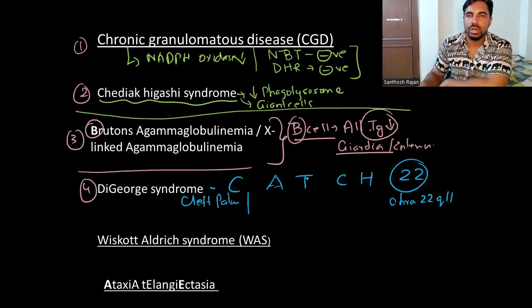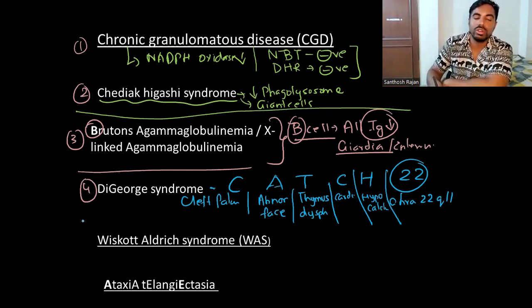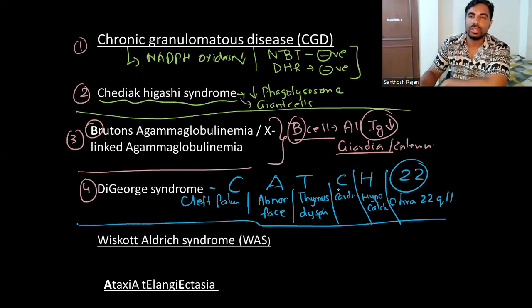A for abnormal face. The face will be abnormal. T for thymus dysplasia. Thymus will go down, not thyroid, thymus dysplasia. Thymus gland defect will be there. C for cardiac problem. There will be a lot of cardiac issues. H for hypocalcemia or hypoparathyroidism, not hypothyroidism. In DiGeorge syndrome, the thyroid is not affected, but your thymus and parathyroid glands are affected. No thyroid problem. Remember, in DiGeorge there is no thyroid problem. That is one question I want you to remember.